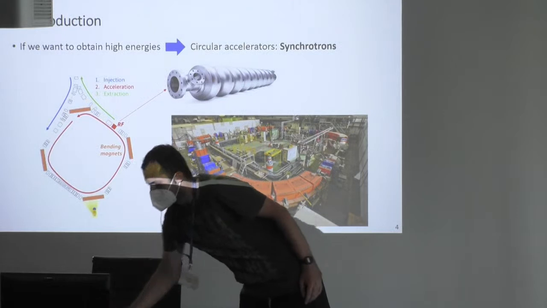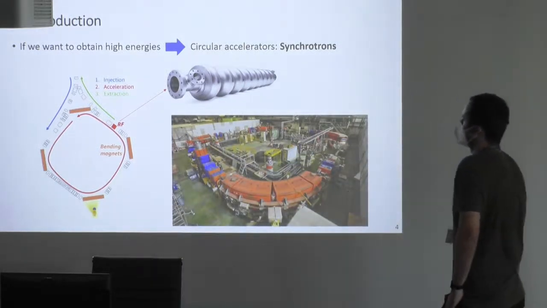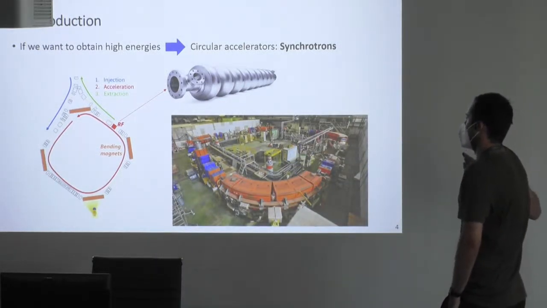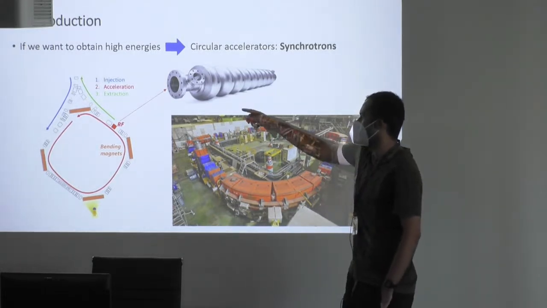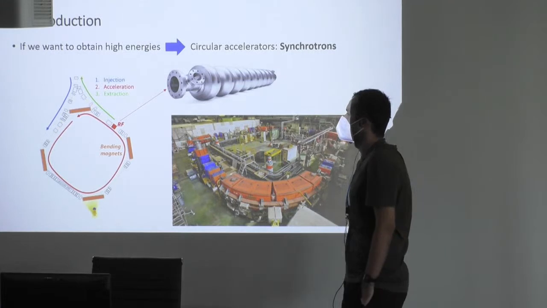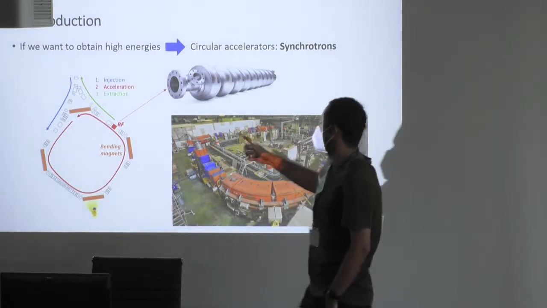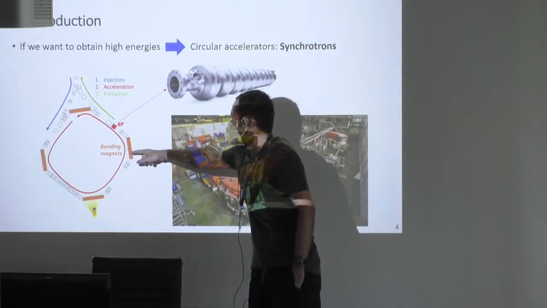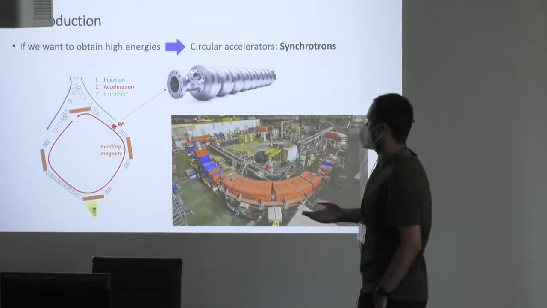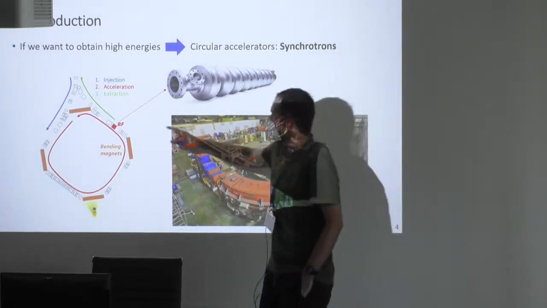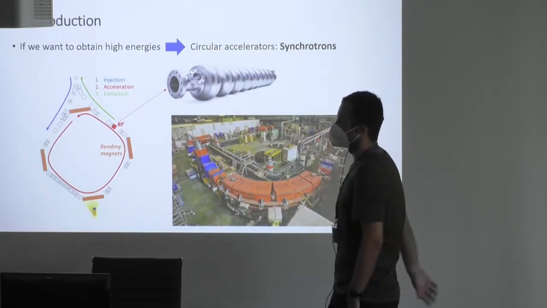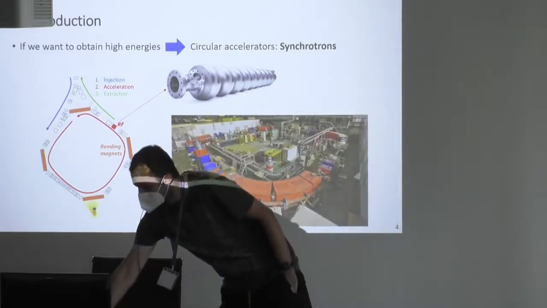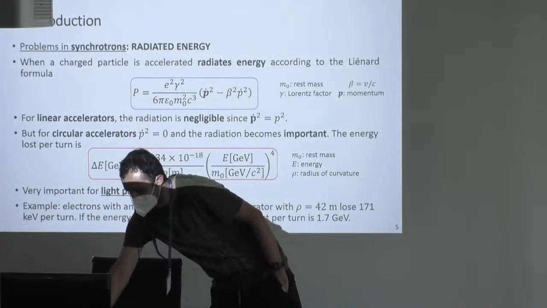So what can we do if we want to obtain high energy particles? The idea is basically to use a synchrotron, a circular accelerator where the particles travel in a ring using bending magnets to obtain the circular motion, and these particles are accelerated each time they pass through the RF cavities. However, synchrotrons have two main problems.